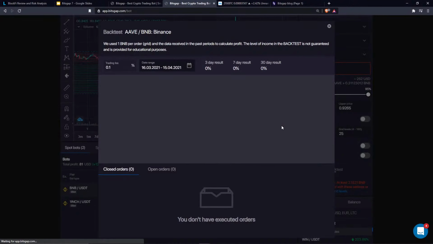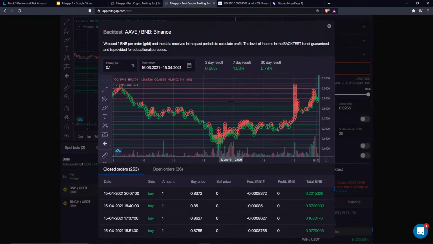So once again, backtest is to stress test any configuration on any coin so that you would get an idea of what would be the return back in the past, to use it as a sort of benchmark for future projections, okay?